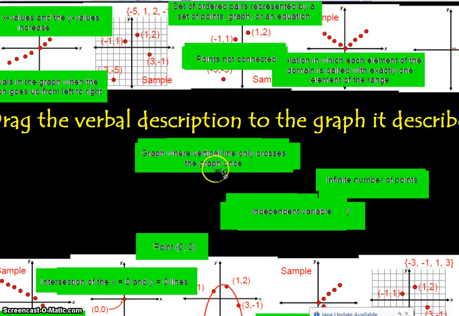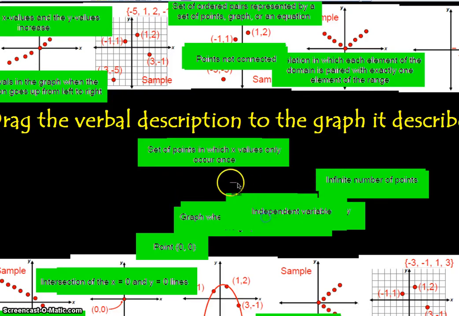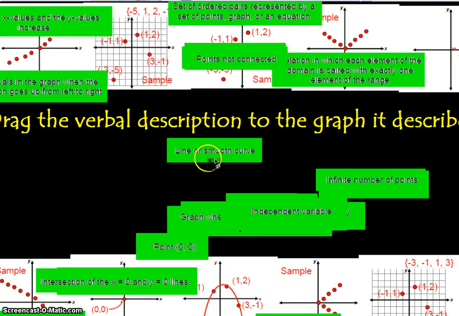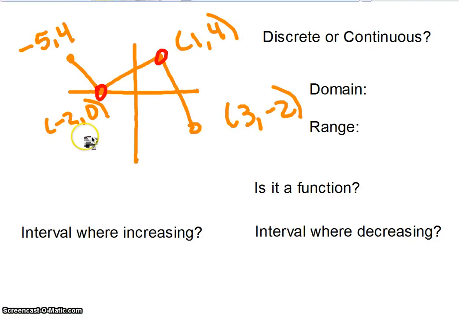If the vertical line only crosses the graph once, it passes the vertical line test and it is a function. Intervals in the graph when the function goes down from left to right would be called decreasing. Set of points in which the x value only occurs once would be a function. And a line or a smooth curve would be continuous data. So looking at this is just kind of a continuation of where we were looking at stuff last week. Is this data discrete or continuous? It is continuous because you have a solid line going on.